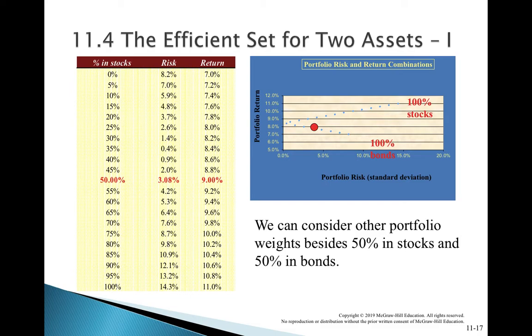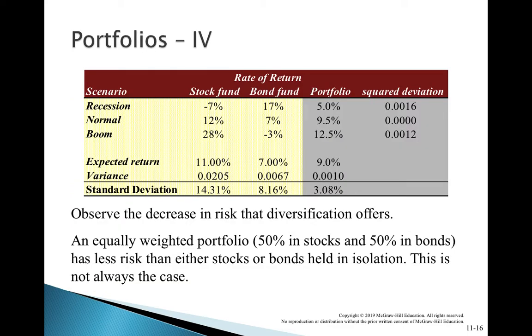Weightage started from 0% to 100%. That means 0% in stock, 100% in bond, first one. Then 5% in stock, 95% in bond. 10% in stock, 90% in bond. Like that he has gone, and we have calculated 50%. That's why it is shown in red font. 50% stock, 50% bond. We calculated return 9%, standard deviation 3.08%.